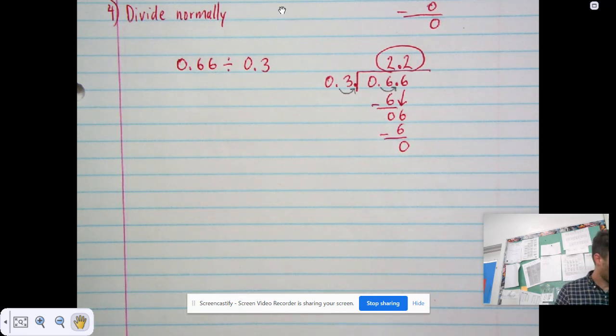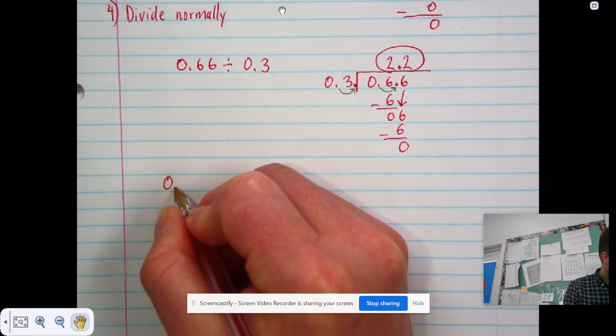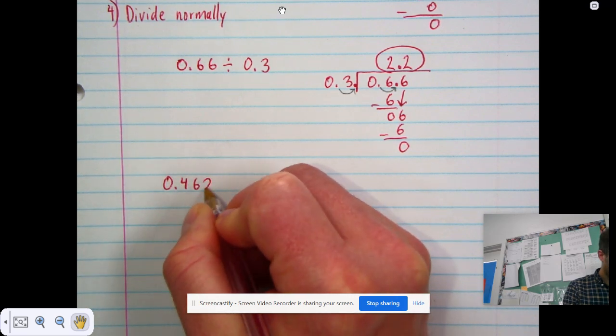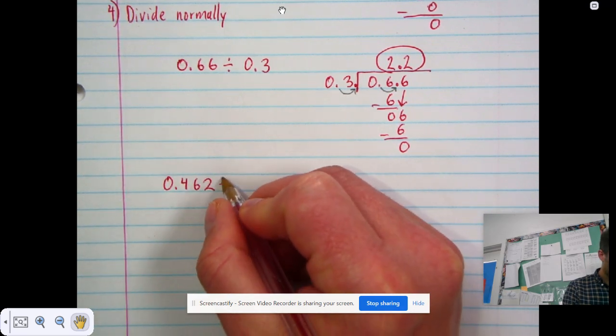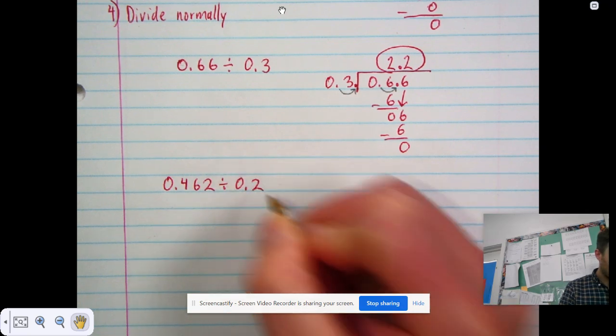Let's do another one together. Let's say we had 462 thousandths divided by 2/10.